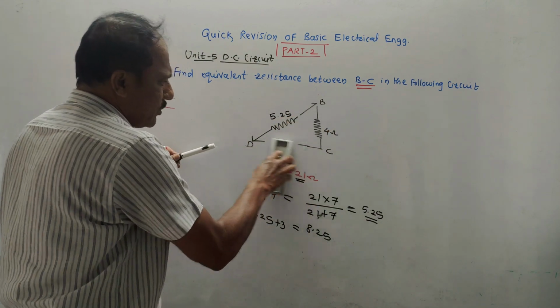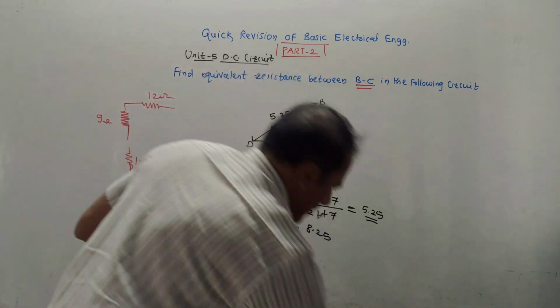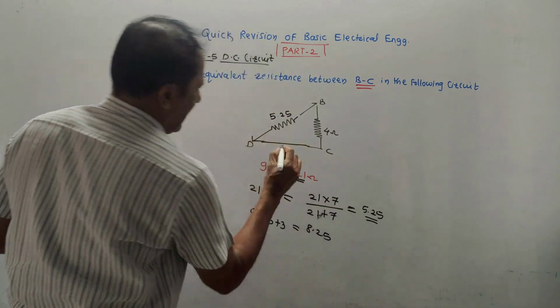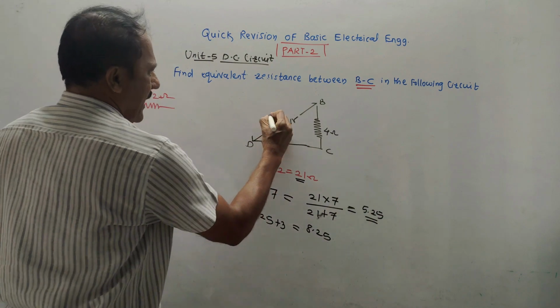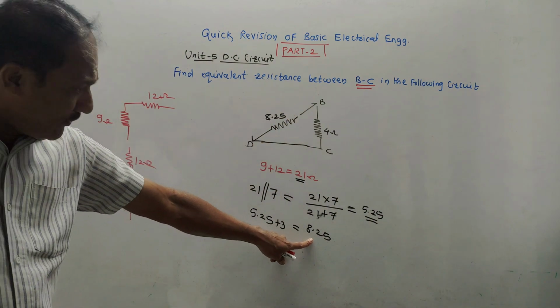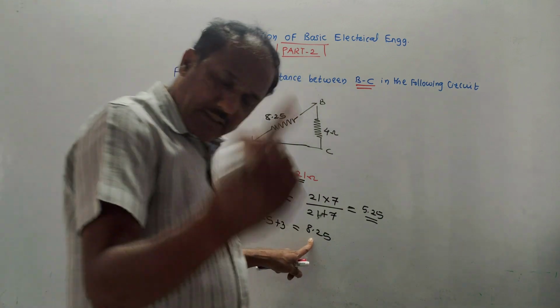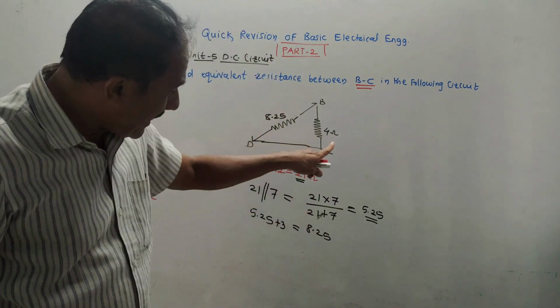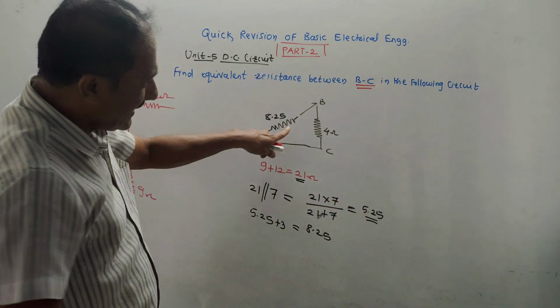So let us say I will remove the 3 ohm resistor, join it by a line, and then instead of this I will write the resultant value 8.25. Now this 8.25 I got by taking a series combination. So the last part will be, since it is series, last I will take it in parallel.